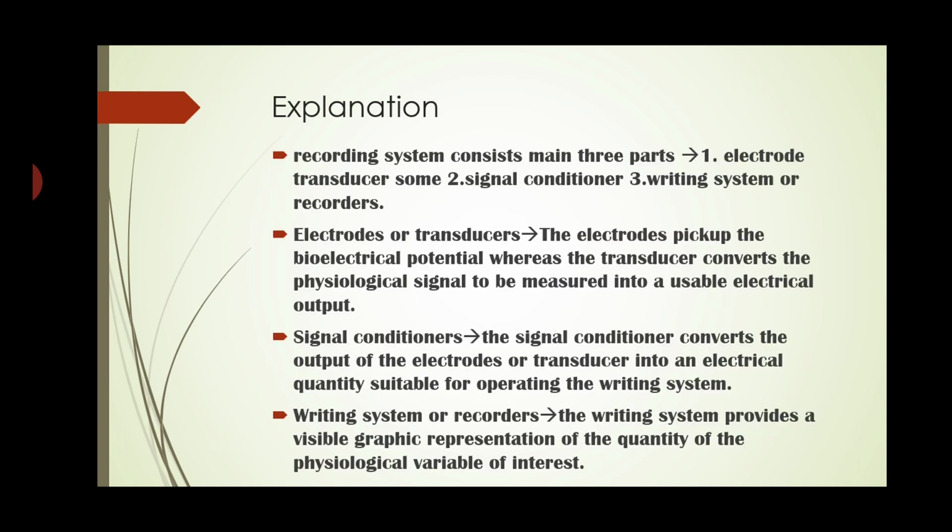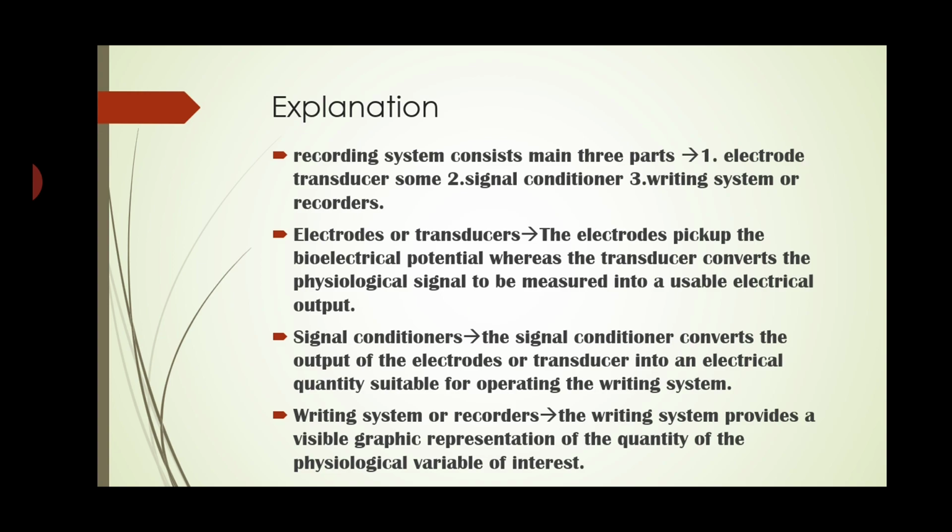Now we'll see the explanation. First, the recording system consists mainly of three parts: first, electrode or transducer; second, signal conditioner; and third, writing system or recorders. Now we'll see the electrodes or transducer.